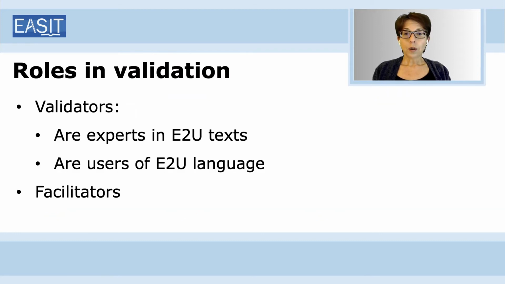Validators do not work alone. Indeed, validation processes in easy-to-understand contexts are always collaborative and take place in small teams of 2 people or in groups. 2 main job roles in validations are facilitators and validators. Validators are persons with reading or learning difficulties who have been trained in easy-to-read guidelines. Validators are always persons with reading and learning difficulties and therefore users of easy-to-read or plain language.